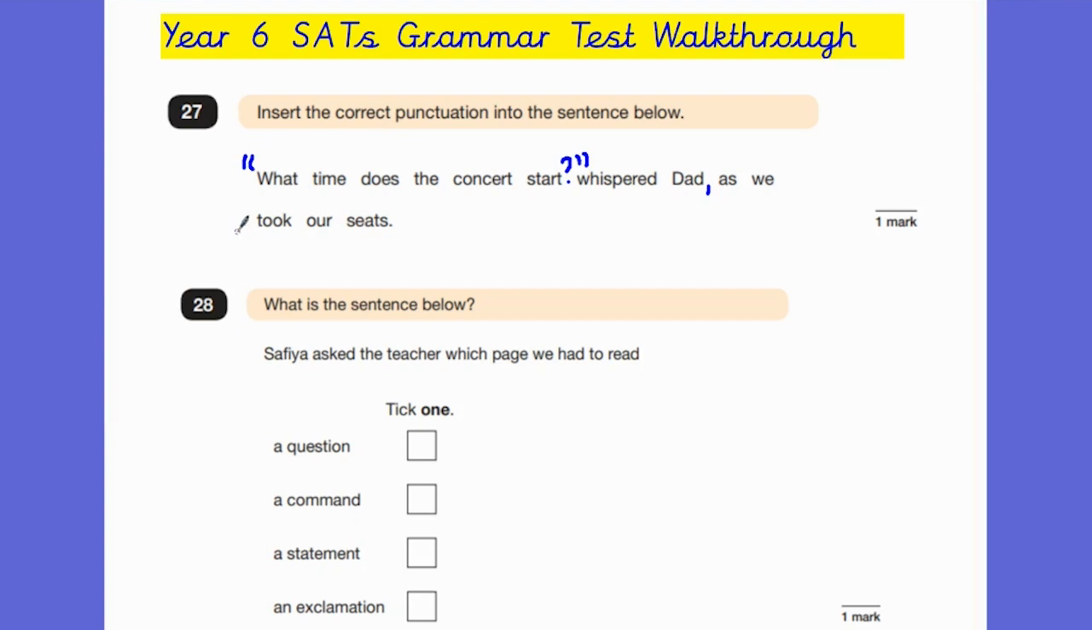Number 28, what is the sentence below? Safia asked the teacher which page we had to read. Now, nothing is being asked here. Nobody has been told to do anything. We aren't starting with an imperative verb, and nothing is being exclaimed, so I know that this is just a statement. Something is being stated.